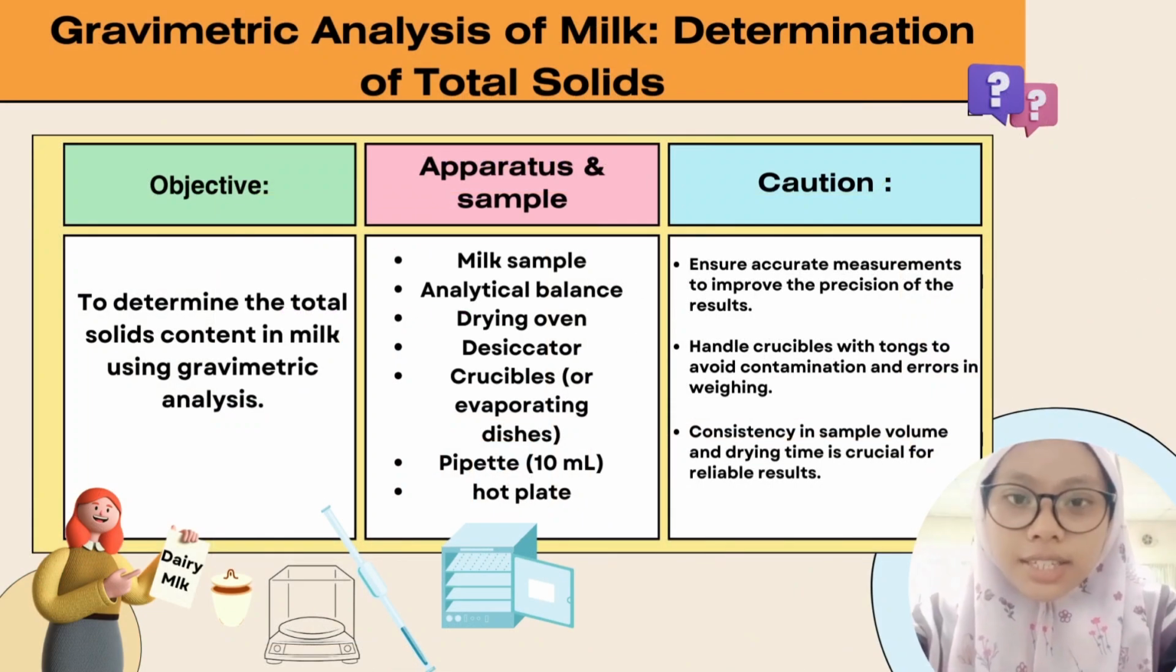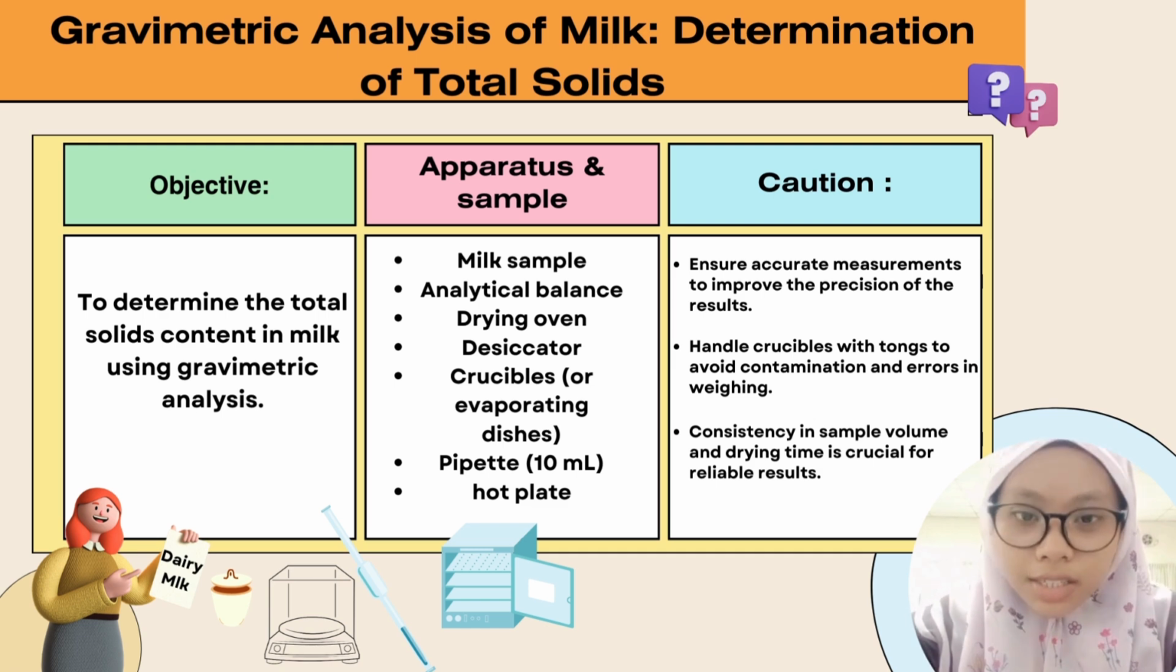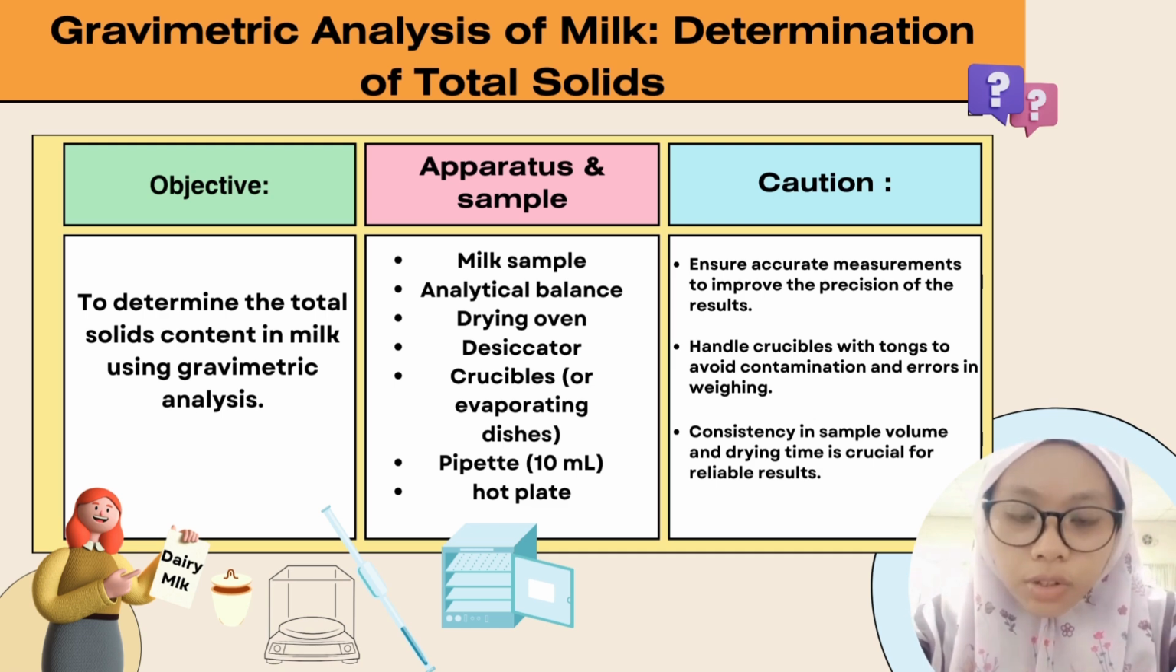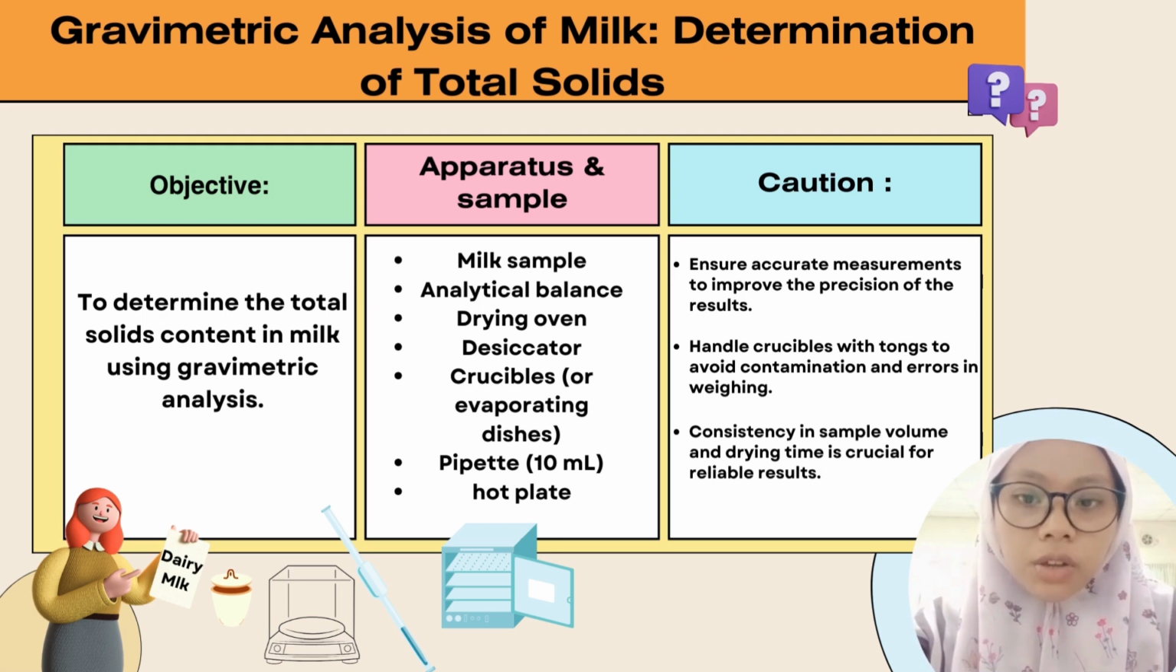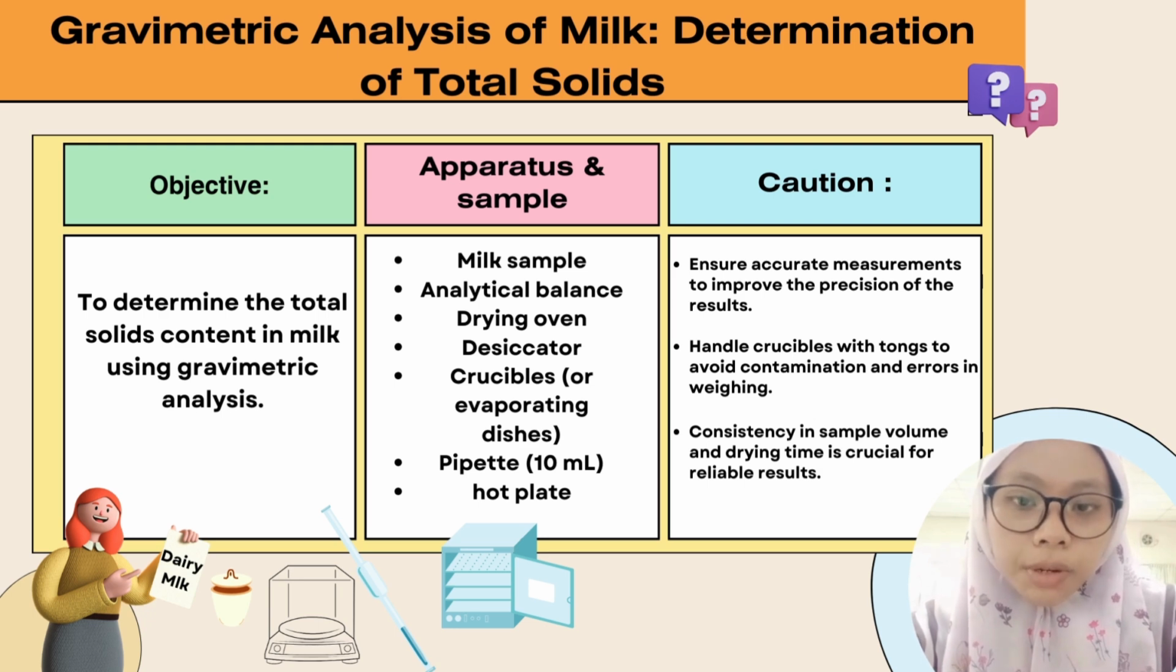Now, let's conduct a simple experiment of gravimetric analysis, which is the determination of total solids content in milk. What is the objective? The objective is to determine the total solid content in milk using gravimetric analysis. The apparatus and sample used in this experiment are milk sample, analytical balance, drying oven, desiccator, crucible, pipette, and hot plate.